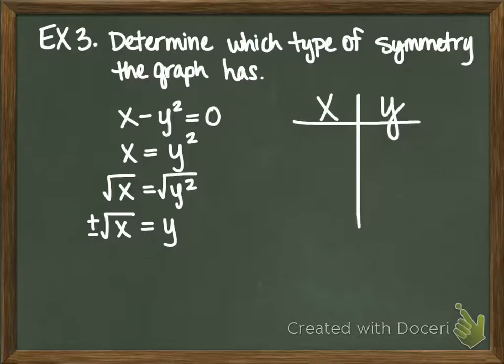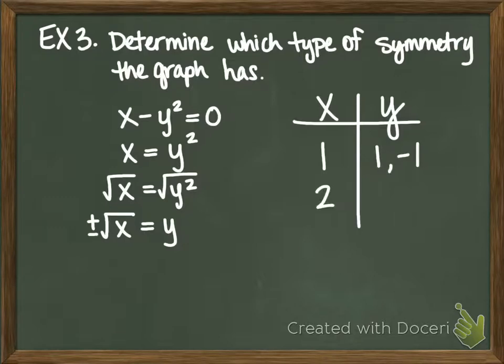If I plugged in a negative number, I can't take the square root of a negative number. We haven't talked about imaginary numbers yet, so we're going to skip over the negatives in my list. Then if I did 0, the square root of 0 is just 0, so that doesn't help me either. So let's start with positive 1. If I plug in 1 for x, I have the positive and negative square root of 1. The square root of 1 is 1, so it's going to give me positive 1 and negative 1.